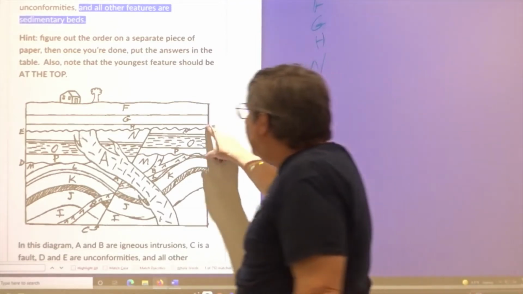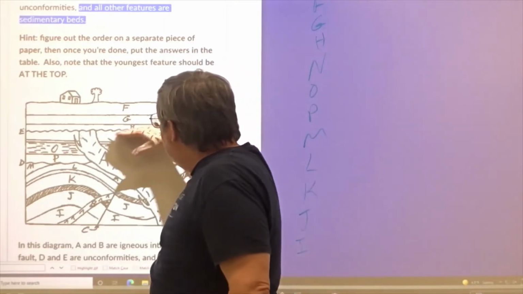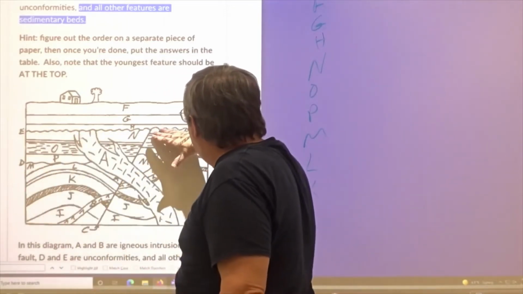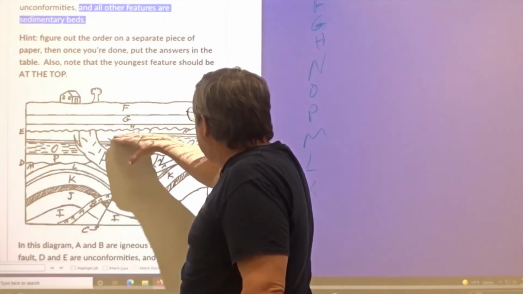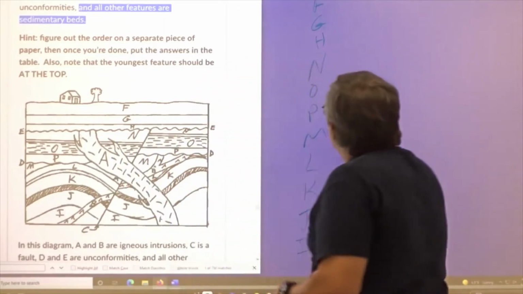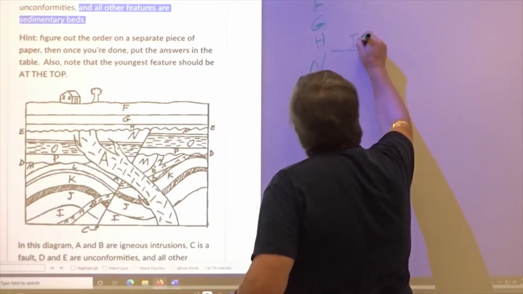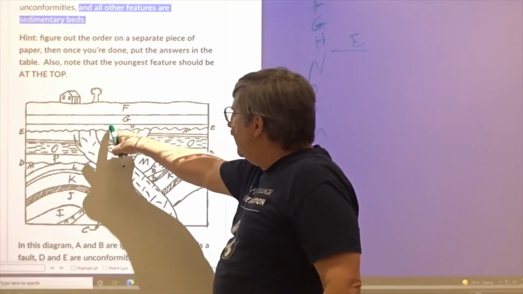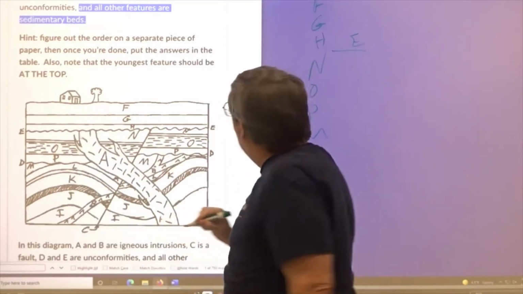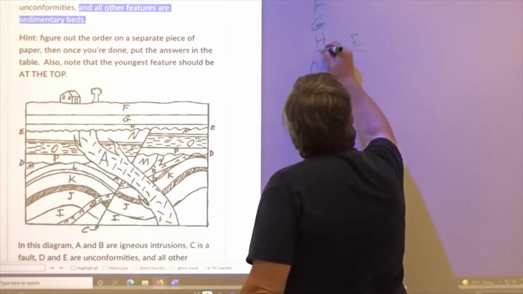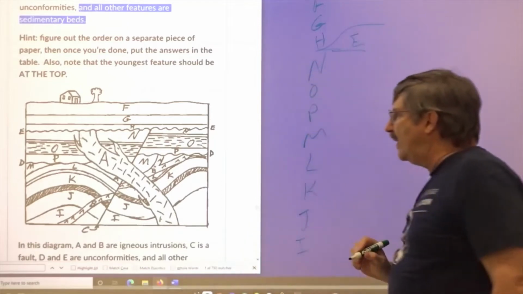Let's look at E. Notice that E has eroded through N and everything else. So E is younger than N. So we can put E here. And H was deposited on top of E. So H is younger. So we know that E fits right in there.